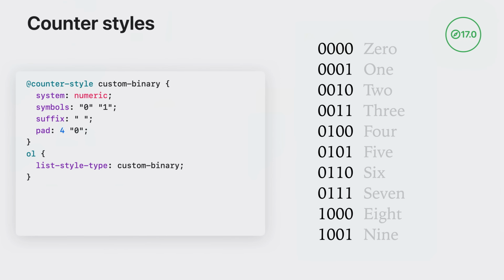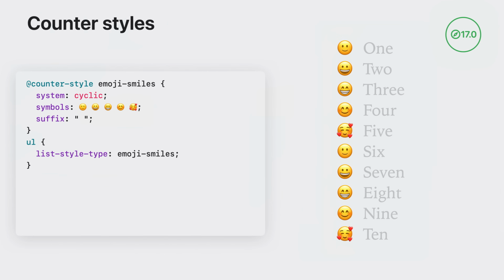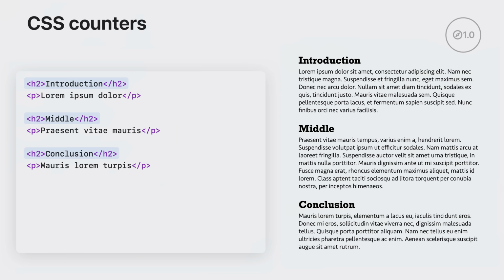You can also style list counters to be something entirely custom. I've styled this list to count items in binary with a minimum of 4 digits. And this one to cycle a set of emoji over and over. CSS counters can also be used to number other content on the page besides lists, like headlines that begin each section in a long document.